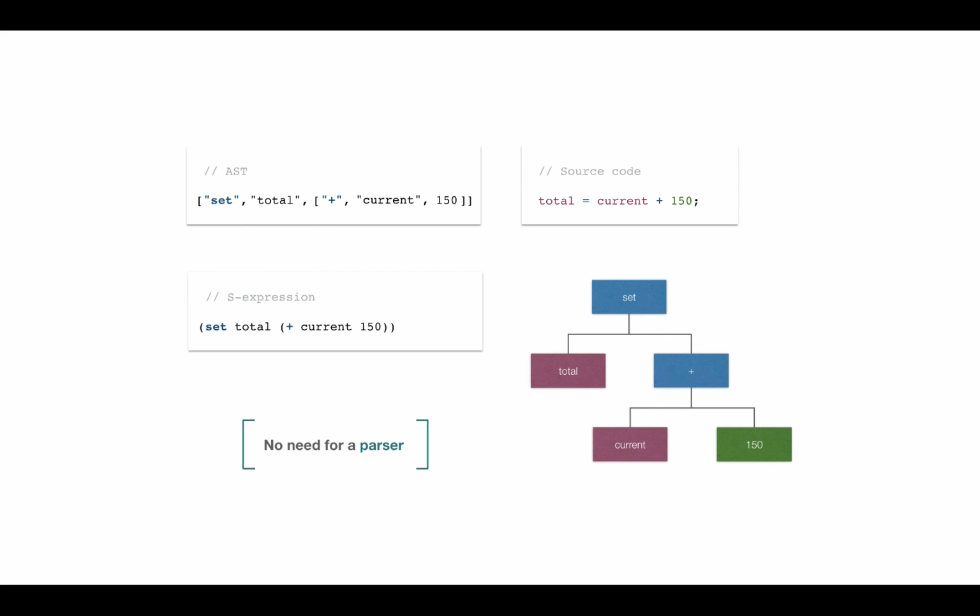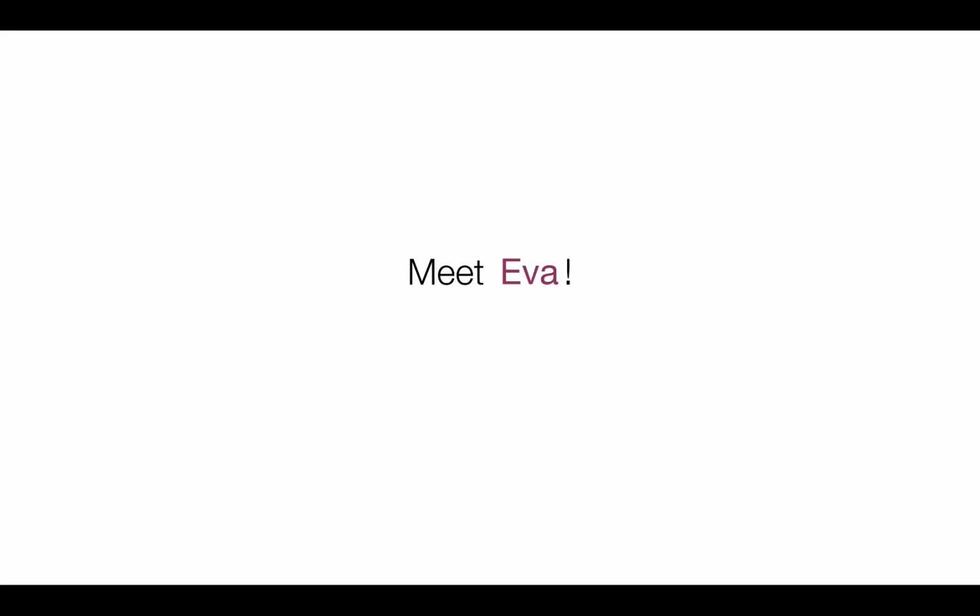Okay, now when we have talked about AST format and chose which AST format we'll be using, it is a good time to start talking about our language. So please meet Eva, the dynamic programming language with simple syntax, functional heart, and object-oriented support.